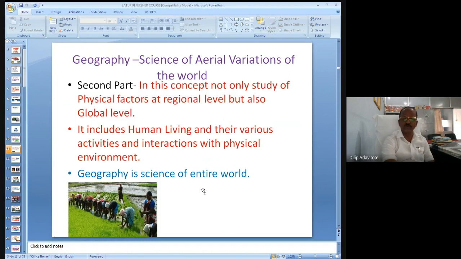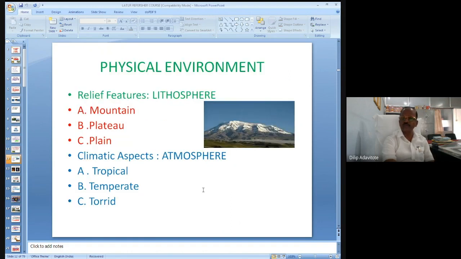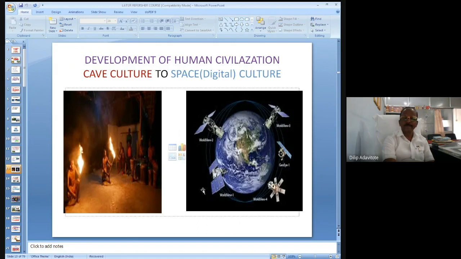a global level also. Physical environment is nothing but, as we know as a geographer, mountains, plateaus, plain areas, climatic aspects, atmosphere. Again, it is divided into three: tropical, temperate, and torrid zones. After having a brief of physical aspects of geography, we come to the very important part of human development, or we can call it human civilization.